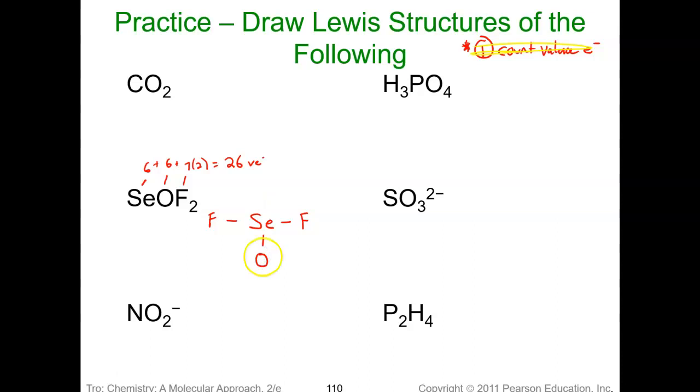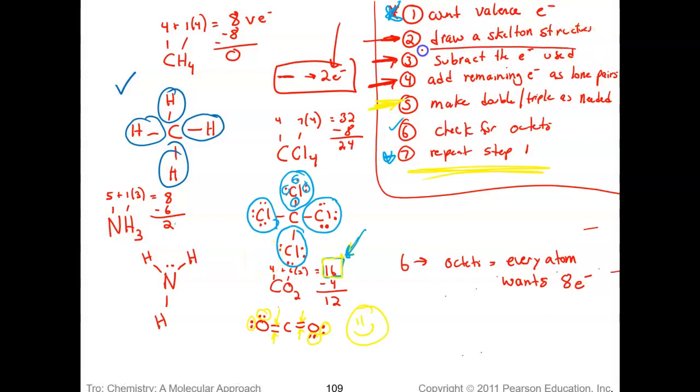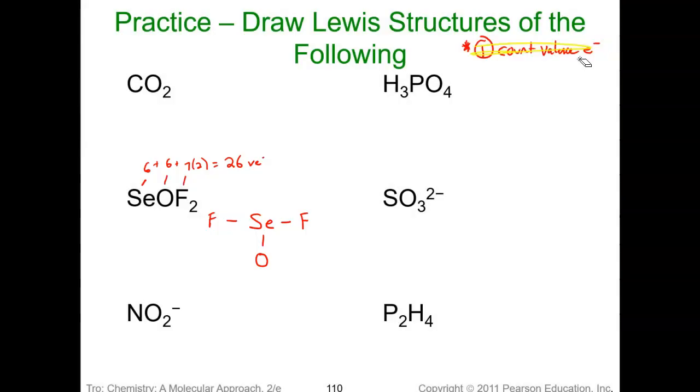Now our next step is subtract the electrons used. So we've used 2, 4, 6 electrons. This gives us 20 electrons. That means we have to add 10 pairs. Outside in, 2, 4, 6, 8, 10, 12, 14, 16, 18, and look at Se. Se only has 6 here. So that's where the last 2 will go.